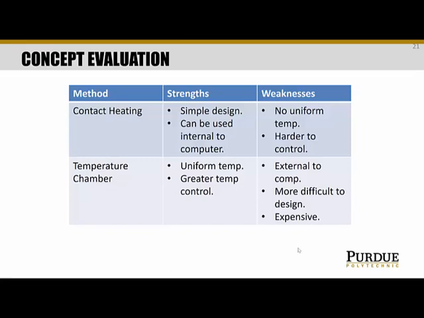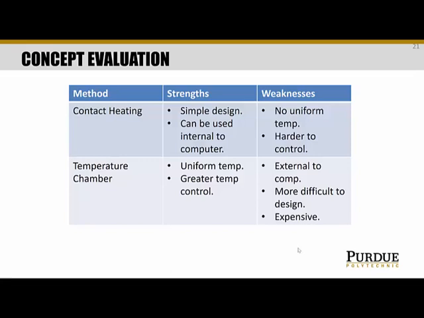So one strength for contact heating is that it's a simple design. You just put a heater in contact with the chip. The weakness is that it's harder to control. A temperature chamber, in contrast, has a strength that it performs a uniform temperature. However, it's a much more difficult to design controller. So you would list all the strengths that you can think of for each method and then all of the weaknesses. So this method is simple.